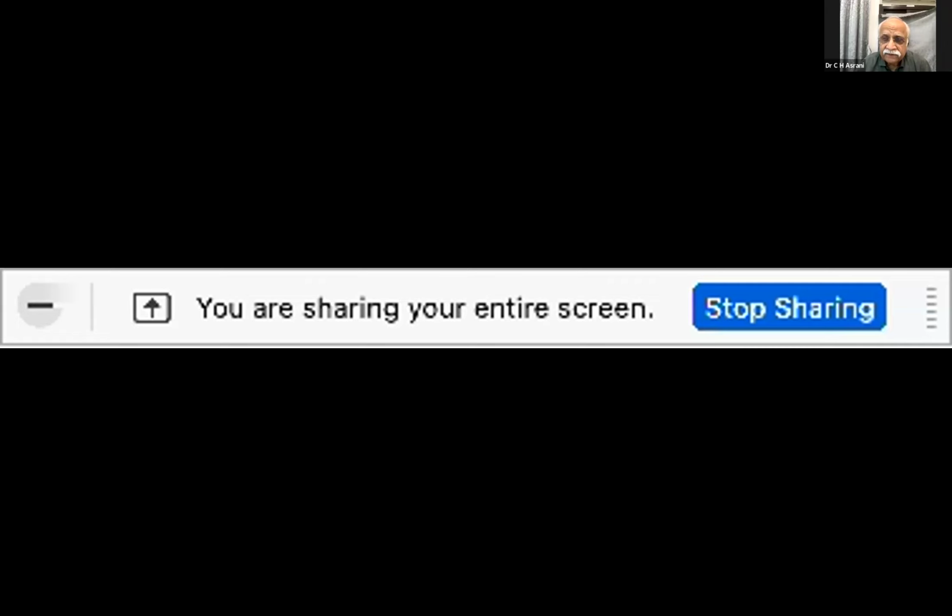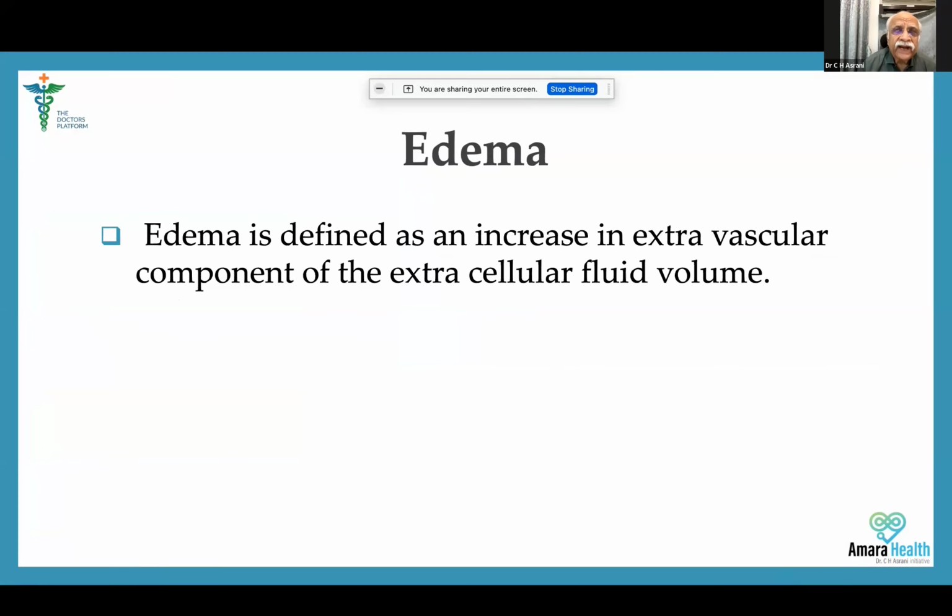If it is generalized, middle-aged and the elderly. Some edema is to be treated, some edema is not to be treated. So edema is defined as an increase in extravascular component of extracellular fluid volume. So just understand, for us adults, 45 to 55% body weight is fluid.